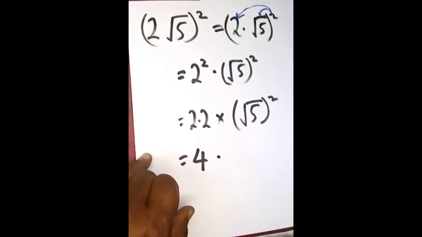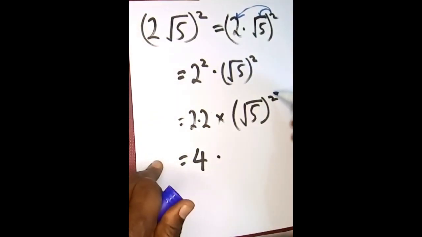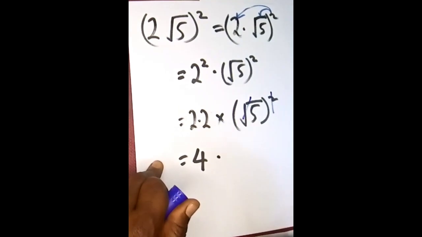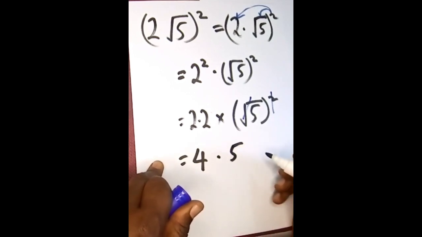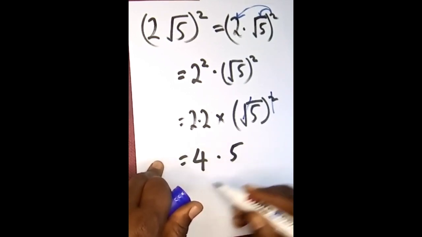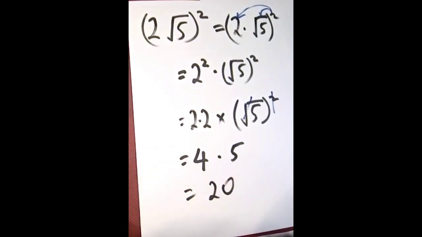And in mathematics, if you have an expression like root 5 all squared, what you need to do is remove this 2 and then that knocks off the square root sign. So this will now be 4 times 5. And 4 times 5 is simply equal to 20. So that is the solution to this expression.